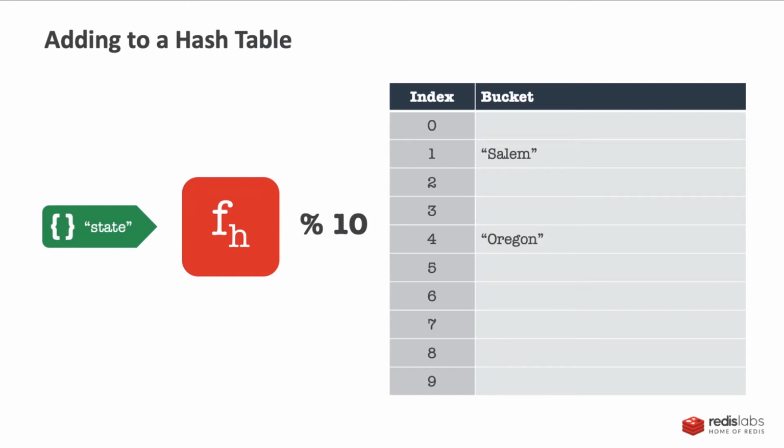So let's add a second thing to our hash. Here, let's add the state. So we add the key of state, hash it to 10, and we get a 4 now instead of a 1. And so we put the state in the bucket in position 4. So now we have 2 things in our hash table.